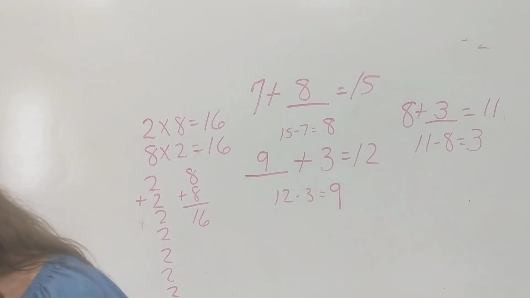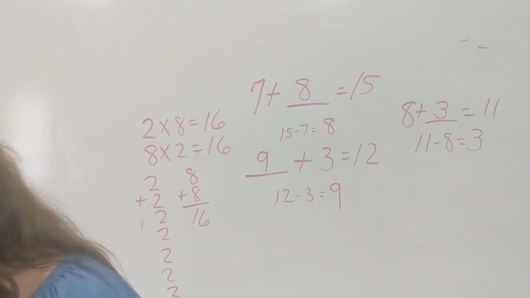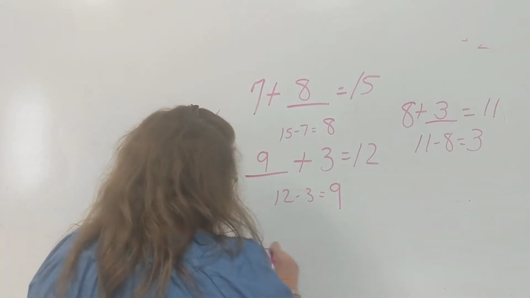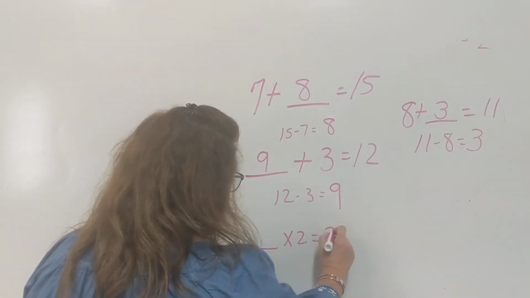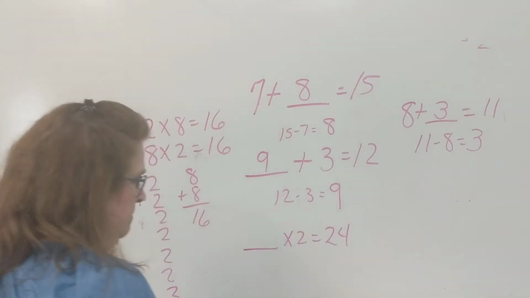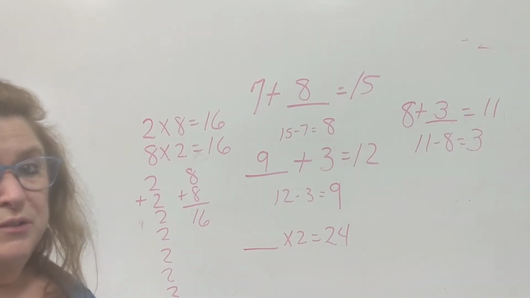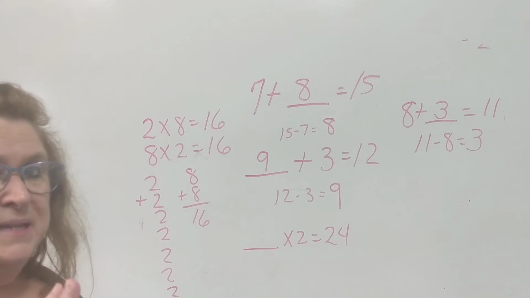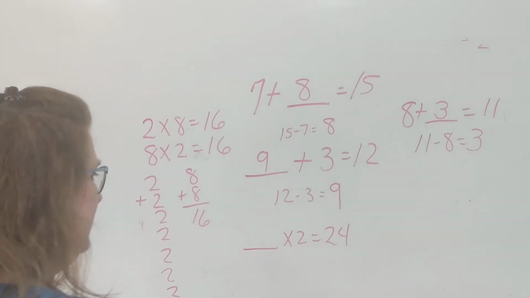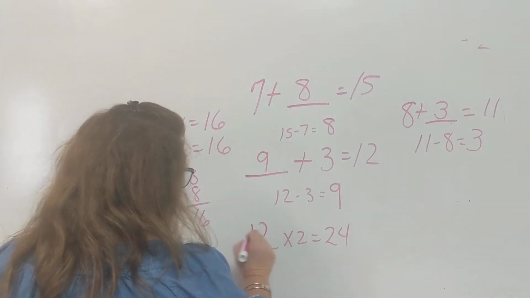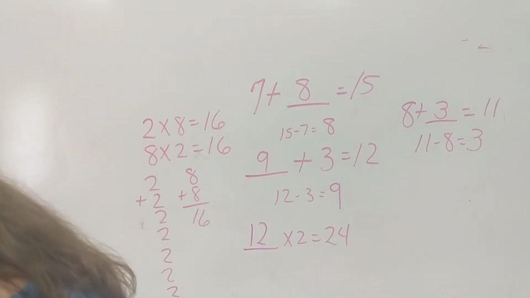What about 24? What times 2 equals 24? How many times can we count by 2s till we get to 24? Y'all do it. Figure out how many times. Very good. It is 12 times. 12 times 2 equals 24.